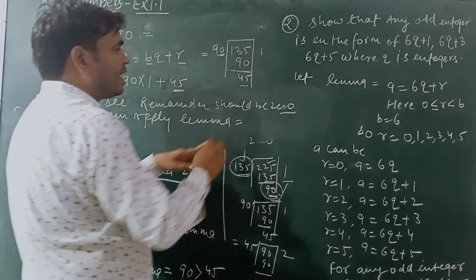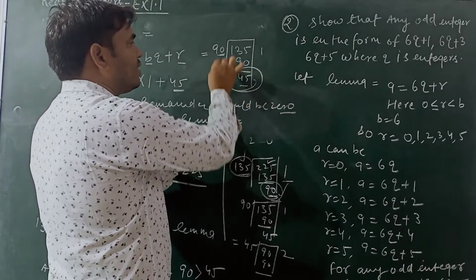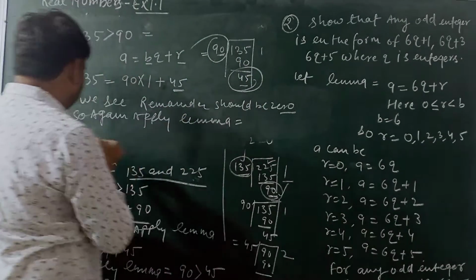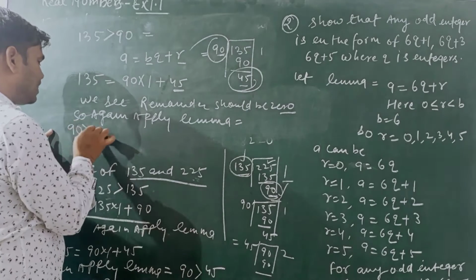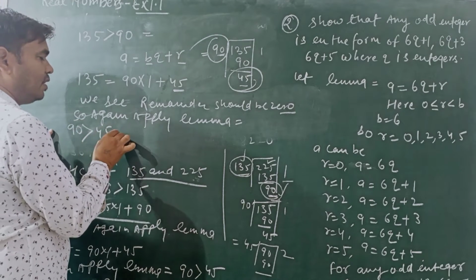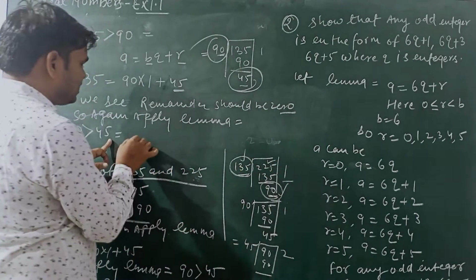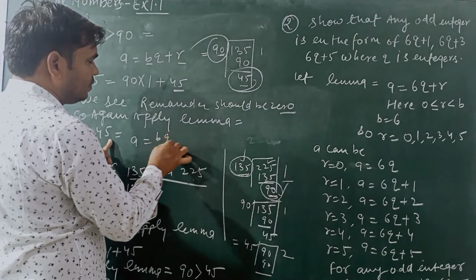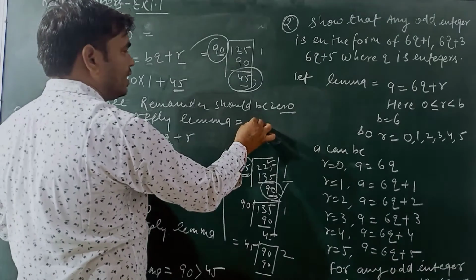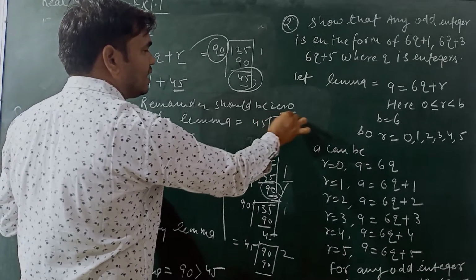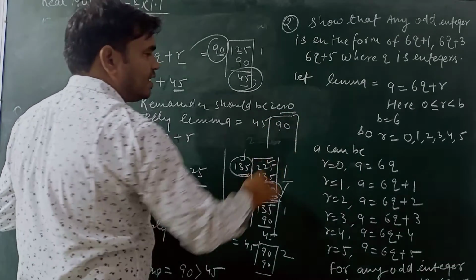So here you see again, applying the next two numbers, 45 and 90. It means to say 90 is greater than 45, and we have to satisfy the condition that is a = bq + r. It means to say that 45 is the divisor and 90 is the dividend.